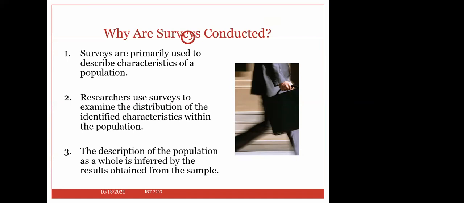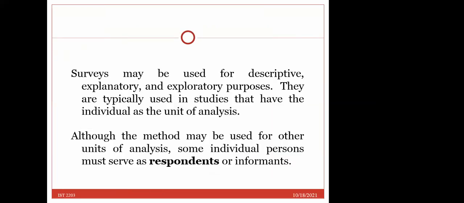So the description of the population as a whole is inferred from results obtained from the sample. So you want to know about a population, you just get a small sample, and from this sample, you conclude. The word here is inferring. You make conclusions about the entire population.